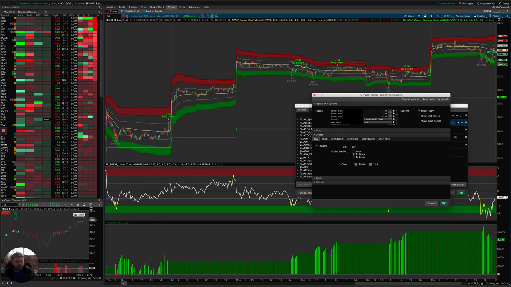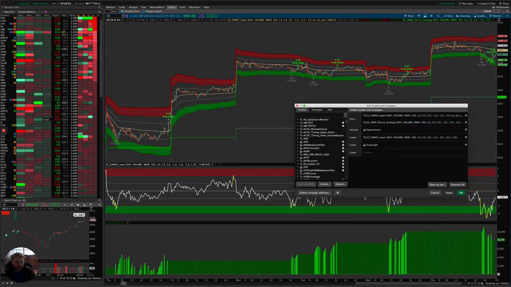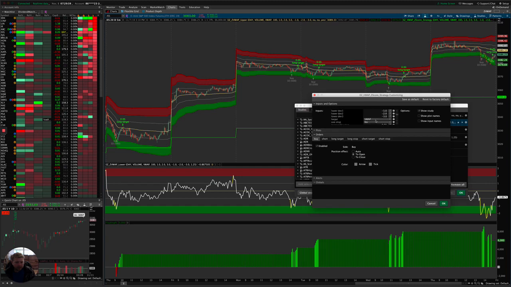So if this was a short entry, it would have to reach this first standard deviation level on the lower side. And for long entries, it has to reach the first standard deviation on the upper side. So that's how that works. Or you can just leave it at VWAP and it will exit when it retraces back up to VWAP.